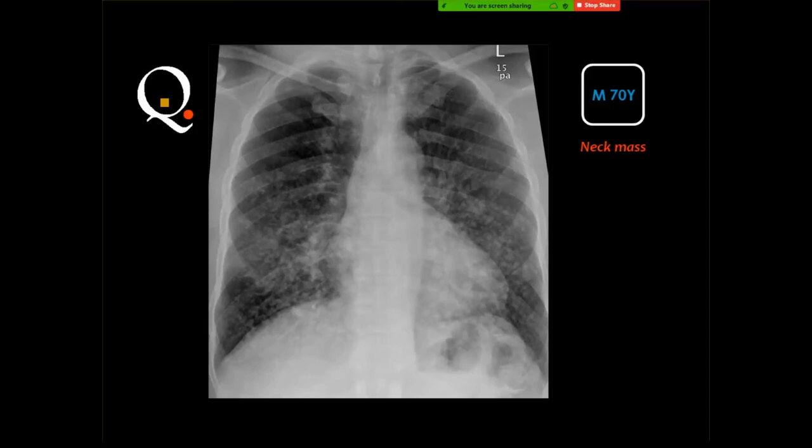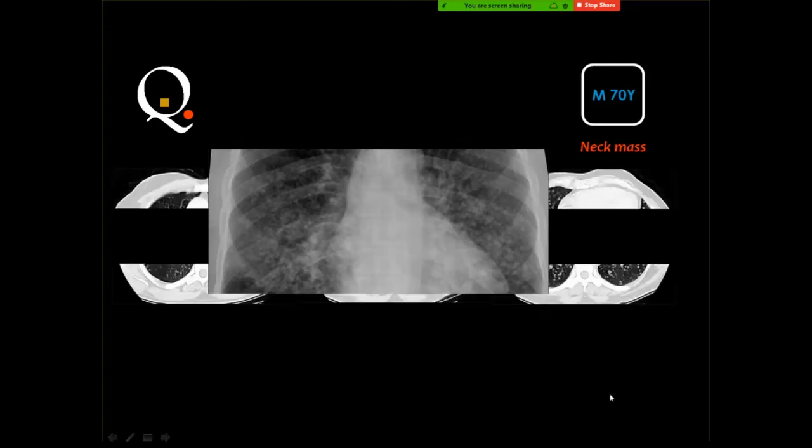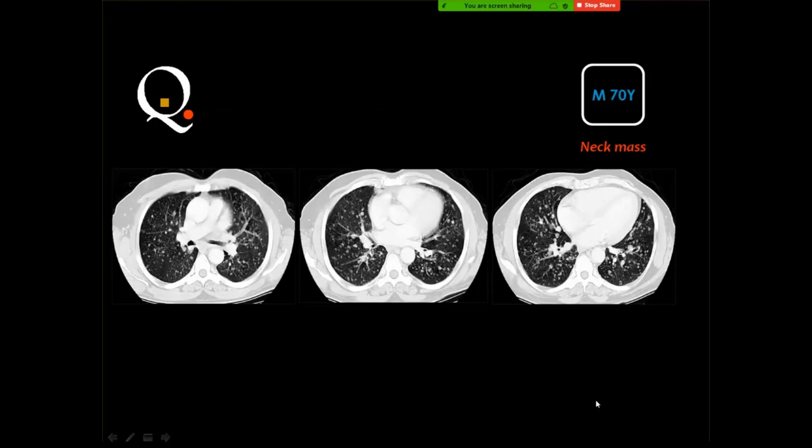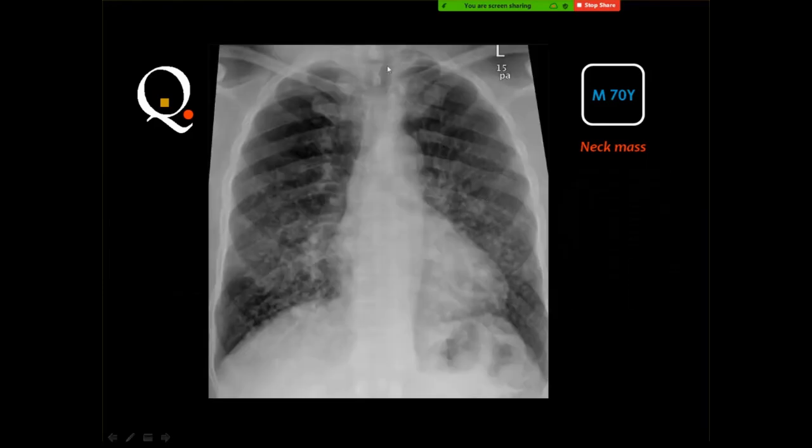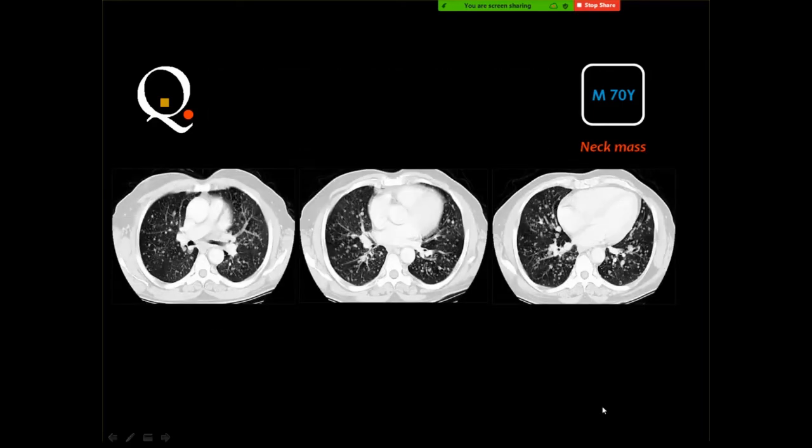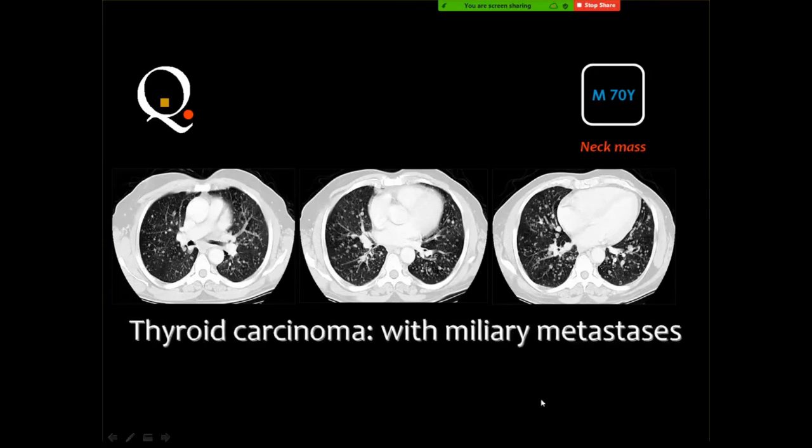This is metastasis. Of what? Thyroid. Yes, of the thyroid cancer. Thyroid carcinoma, yes, you are very good actually. If you look carefully here, you can see some indentation of the tracheal air column by the thyroid mass, which is the clinical presentation of the patient, and these are miliary metastatic deposits. This was at the time a very frequent case in our exams.